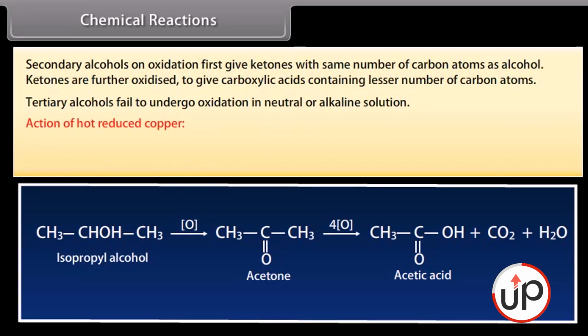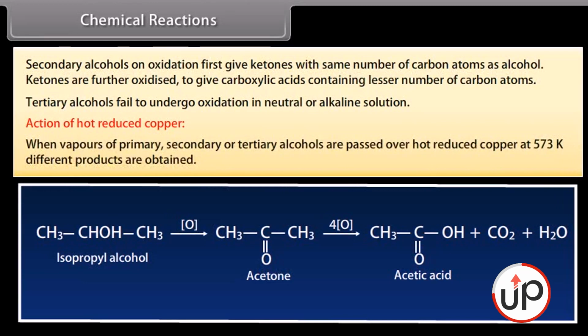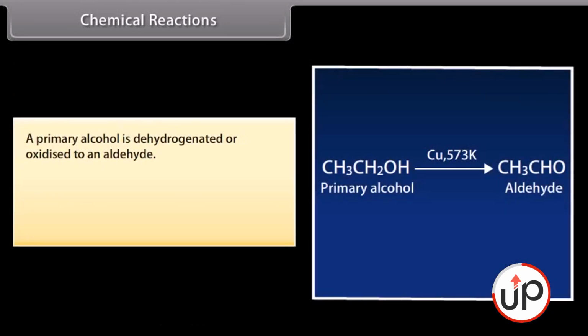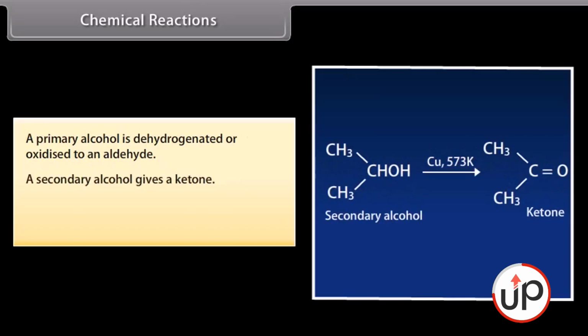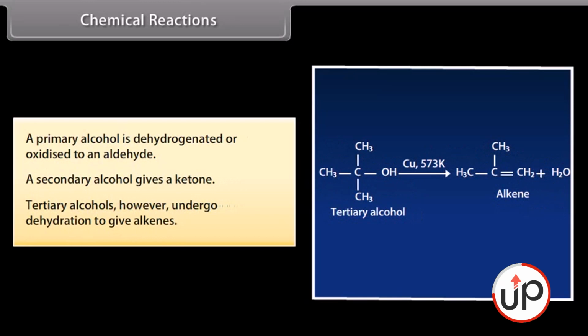Action of hot reduced copper. When vapors of primary, secondary or tertiary alcohols are passed over hot reduced copper at 573 Kelvin, different products are obtained. A primary alcohol is dehydrogenated or oxidized to an aldehyde. A secondary alcohol gives a ketone. Tertiary alcohols, however, undergo dehydration to give alkenes.